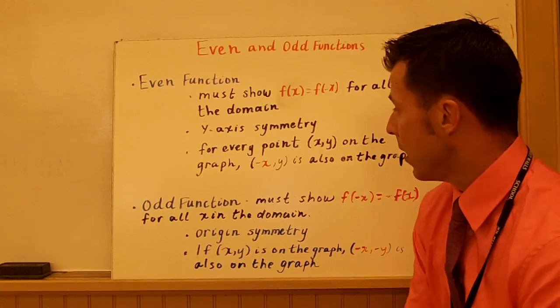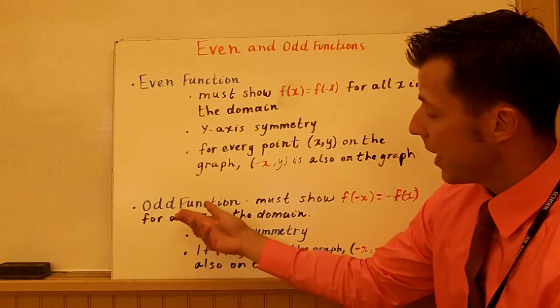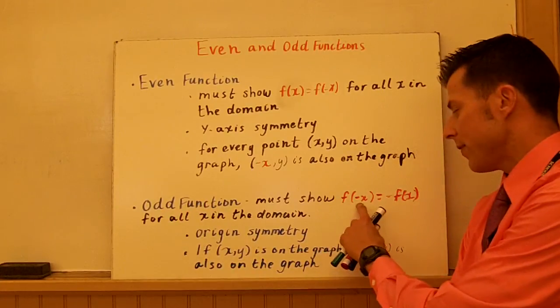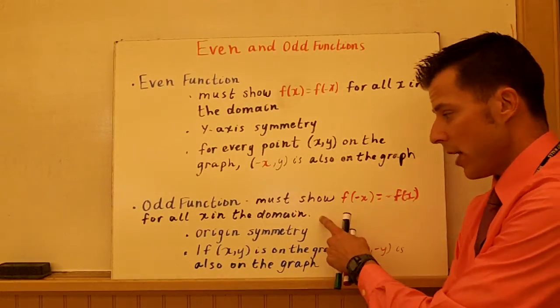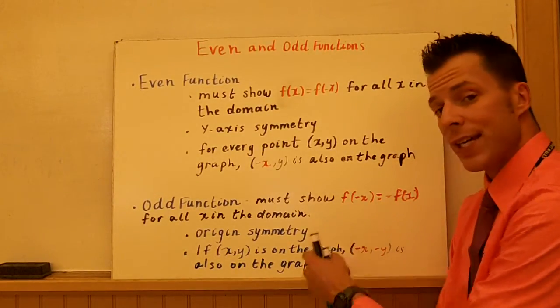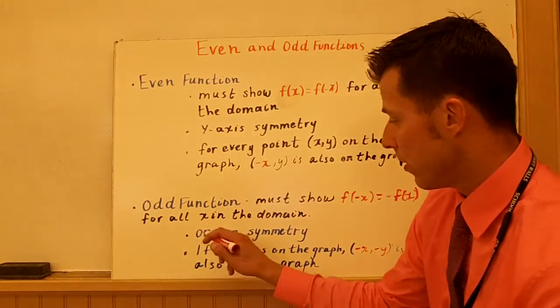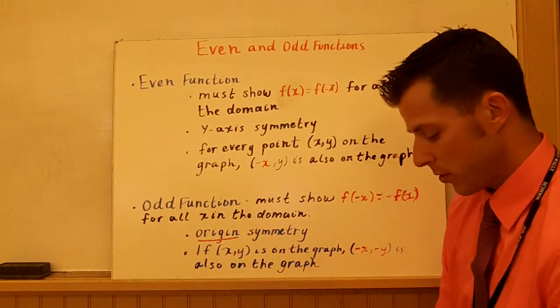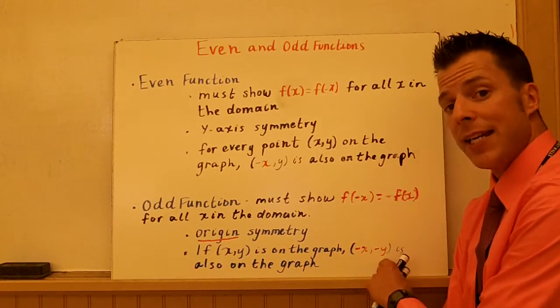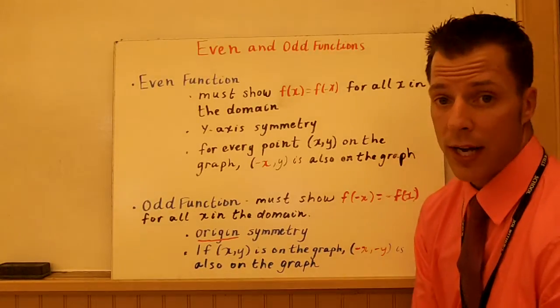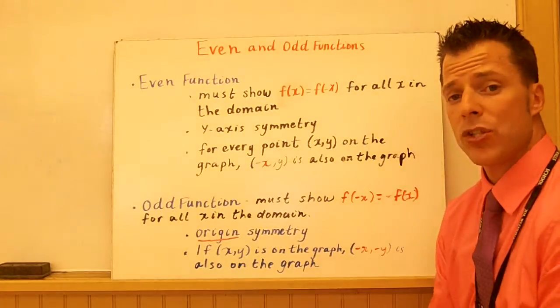Okay, so for the second, an odd function, you must show that f of negative x equals the opposite of f of x for all x in the domain. We say this has origin symmetry, okay? Origin symmetry. So what that means is, if x, y is on the graph, negative x, negative y is also on that graph. And we'll be able to visually see this.